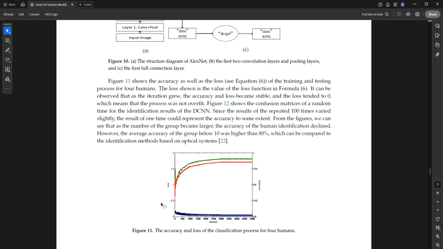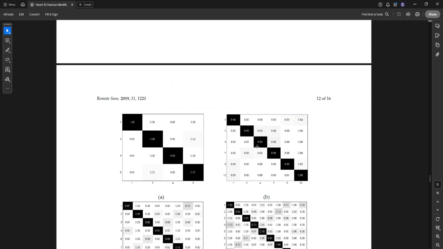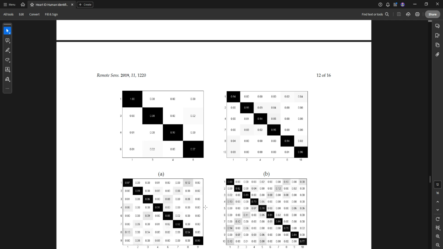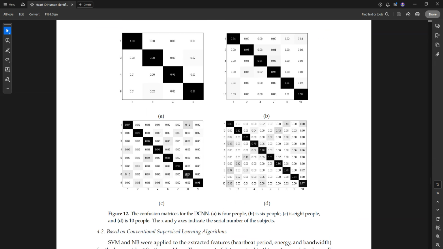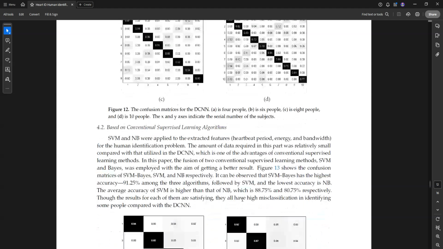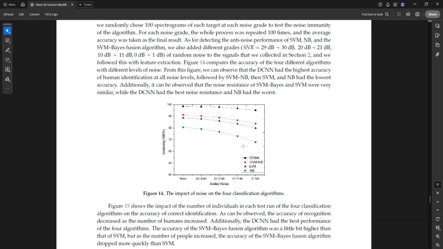So the result. This is, by the way, the architecture, 2 convolutional layers. And we can see here the training, the loss and the accuracy, and so on. And here we can see the confusion matrices. It's not bad. A is for 4 people, B is for 6 people, and so on. They go to 9 and 10 people as well. And here they compare with added noise. Obviously, the convolutional neural network substantially outperforms the SVM and naive Bayes fusion.